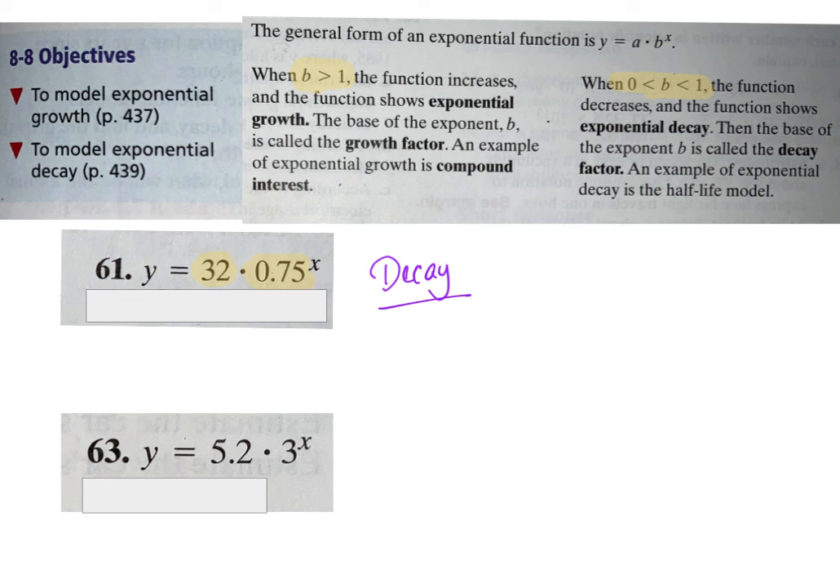For this next one, my initial starting value would be 5.2. My b for this one is 3. So this particular one is going to be growth. And so initial condition is always the first number that they give you, and your growth factor or decay factor is the one that is being taken to a power. All right? Questions on those?